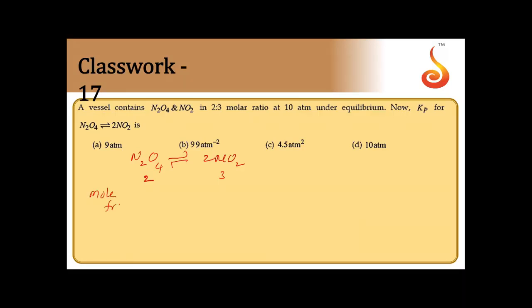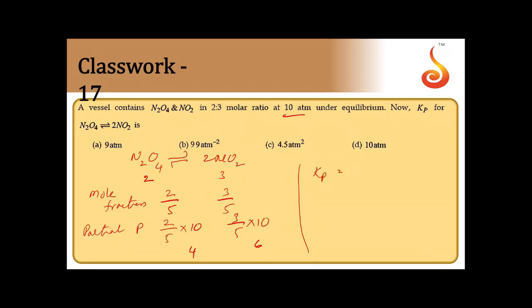So mole fraction will be equal to number of moles by total number of moles. So it will be 2 by 5 here, and 3 by 5 here. And then partial pressure will be equal to mole fraction into total pressure. So 2 by 5, pressure is given as 10, so into 10 here. Similarly 3 by 5 into 10. So values are 4 here and 6 here. So we know the partial pressures.